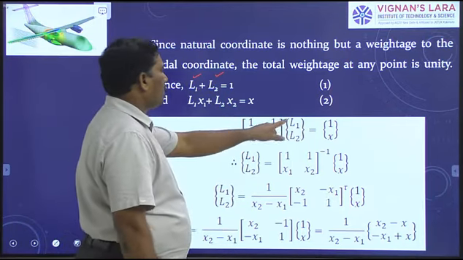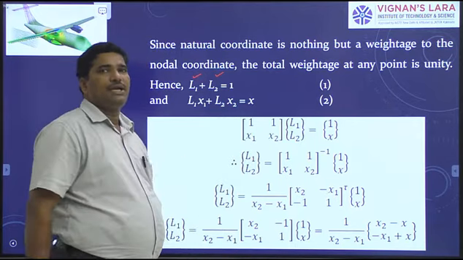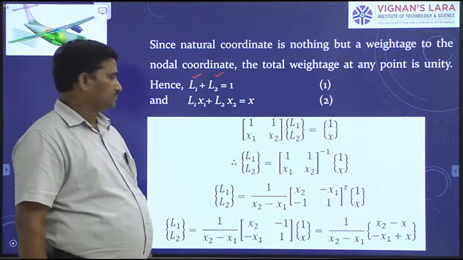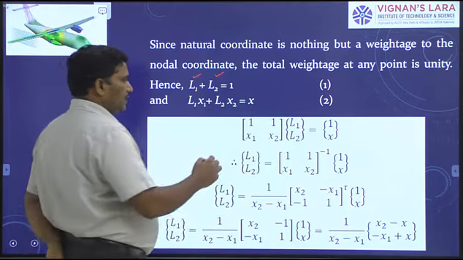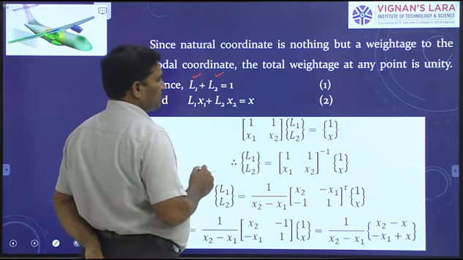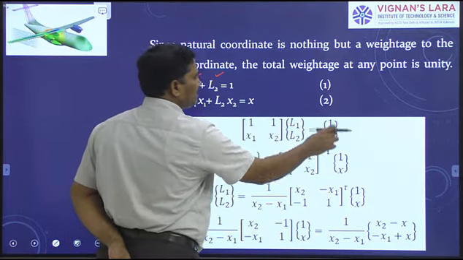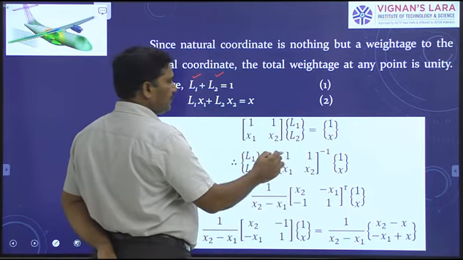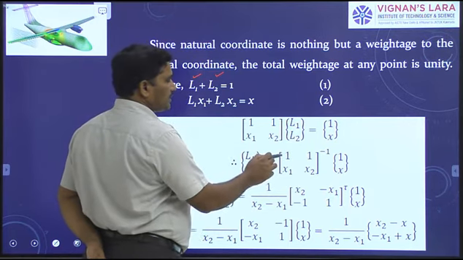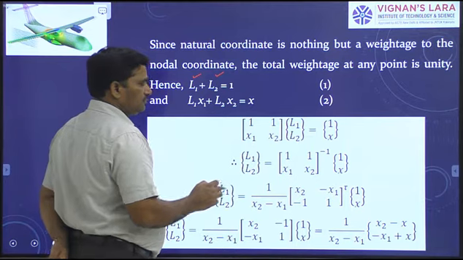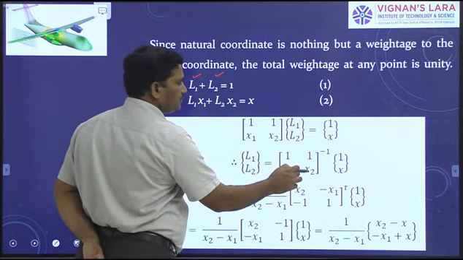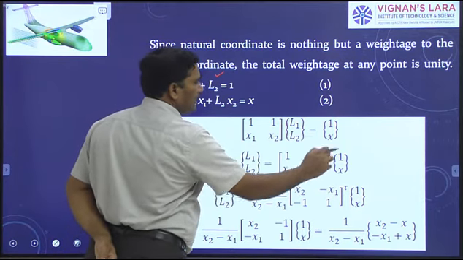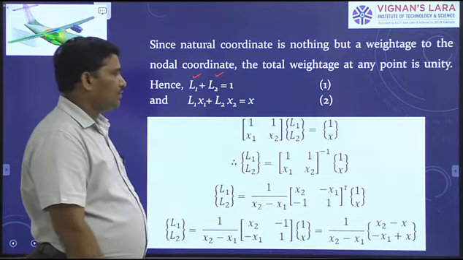So these two equations are represented in matrix form. Now, what I want is the natural coordinates L1 and L2. L1 and L2 equal the inverse of this matrix into this: the inverse of a 2 by 2 matrix having elements 1 and 1 in the first row, x1 and x2 in the second row, into a column matrix having the elements 1 and x.